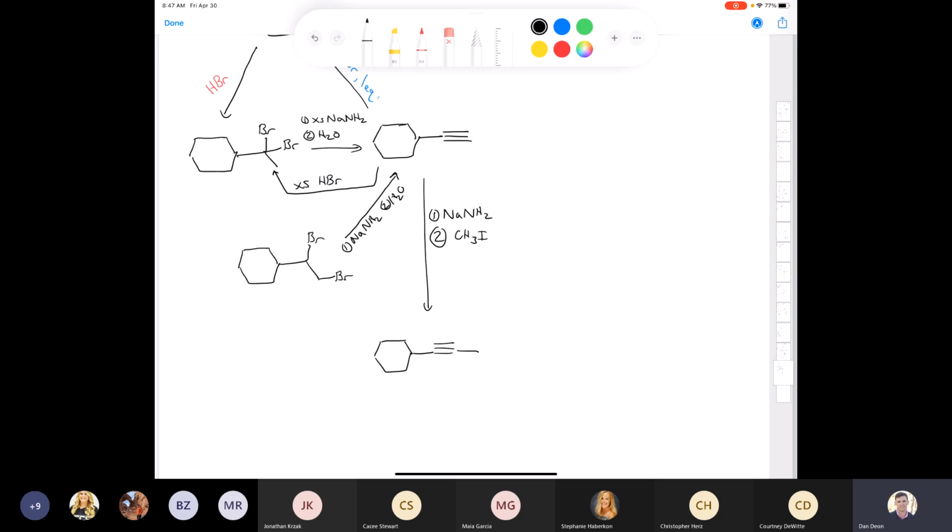Let's see, what else do we have here? What if we want to make cyclohexane carboxylic acid? So that's this molecule. If we want to do that, I think you all recognize that that's just an ozonolysis reaction, right?